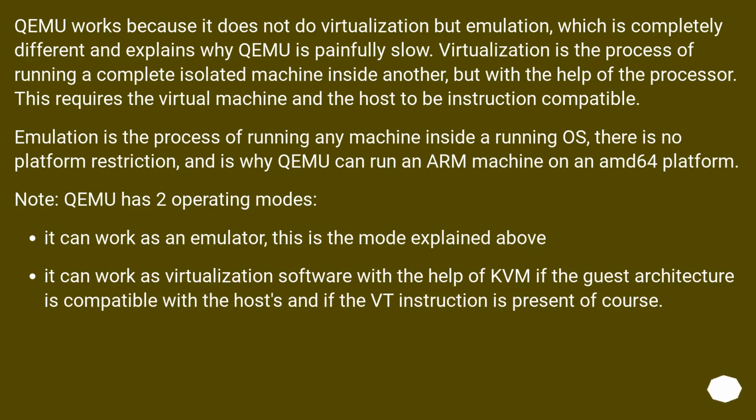QEMU works because it does not do virtualization but emulation, which is completely different and explains why QEMU is painfully slow. Virtualization is the process of running a complete isolated machine inside another, but with the help of the processor. This requires the virtual machine and the host to be instruction compatible. Emulation is the process of running any machine inside a running OS. There is no platform restriction, and is why QEMU can run an ARM machine on an ARM64 platform.